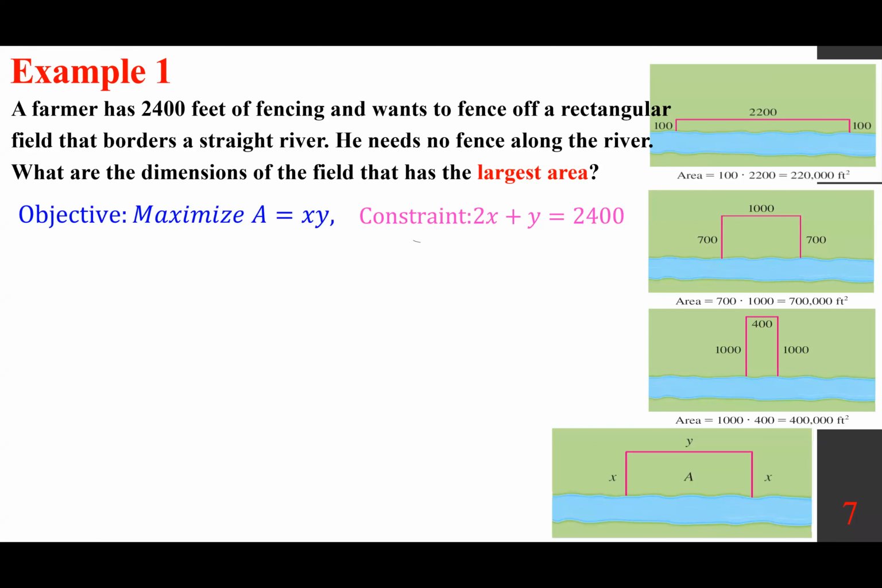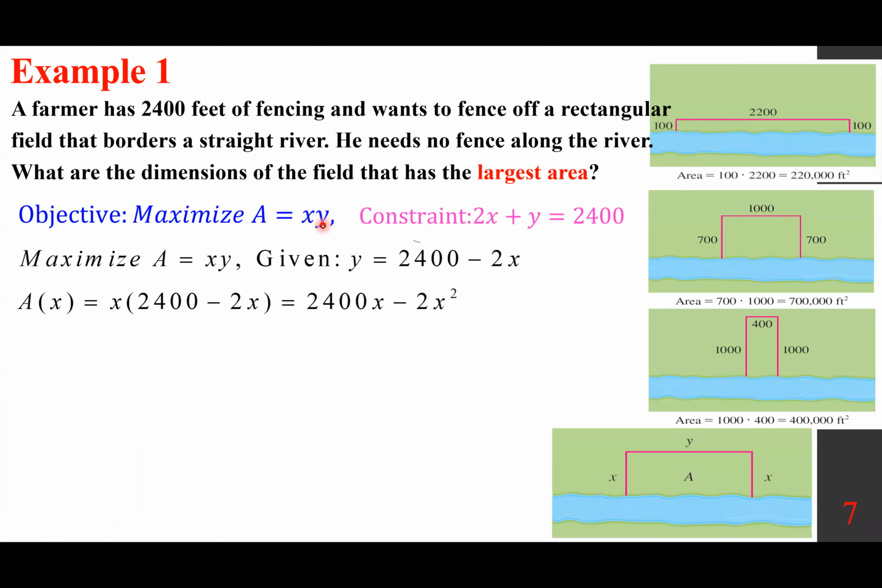So we want to maximize the area. We have two variables. We're going to use the constraint to solve for one of the variables, in this case, y. We are going to replace the y with 2,400 minus 2x.